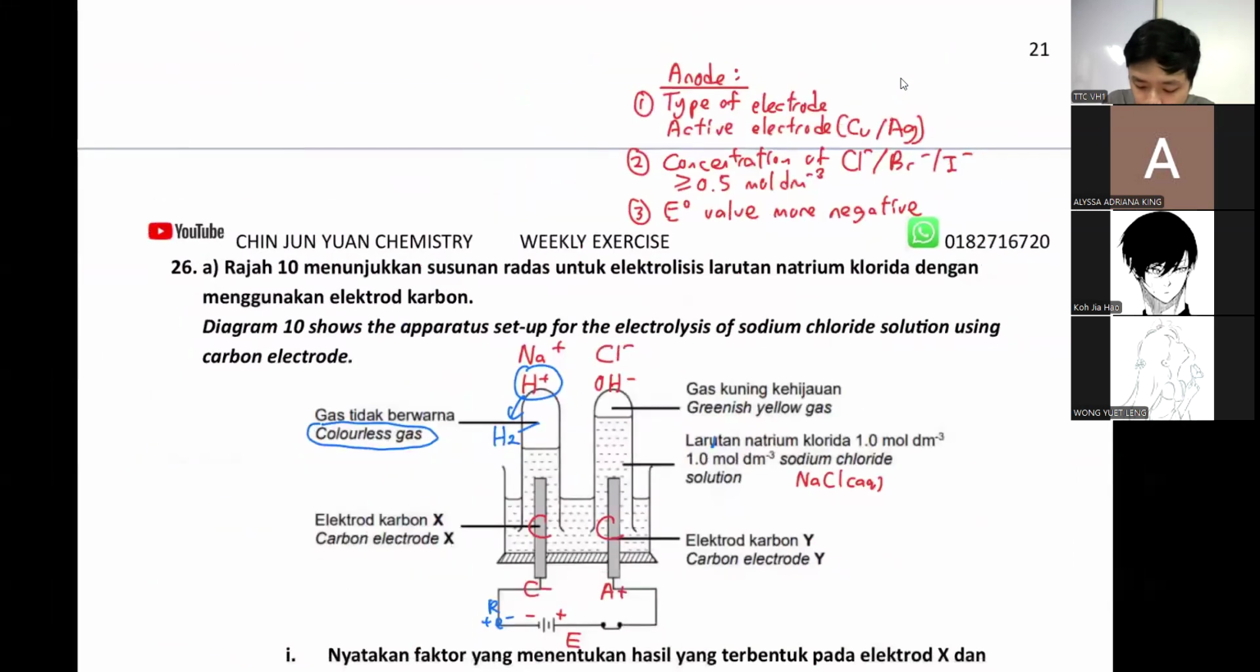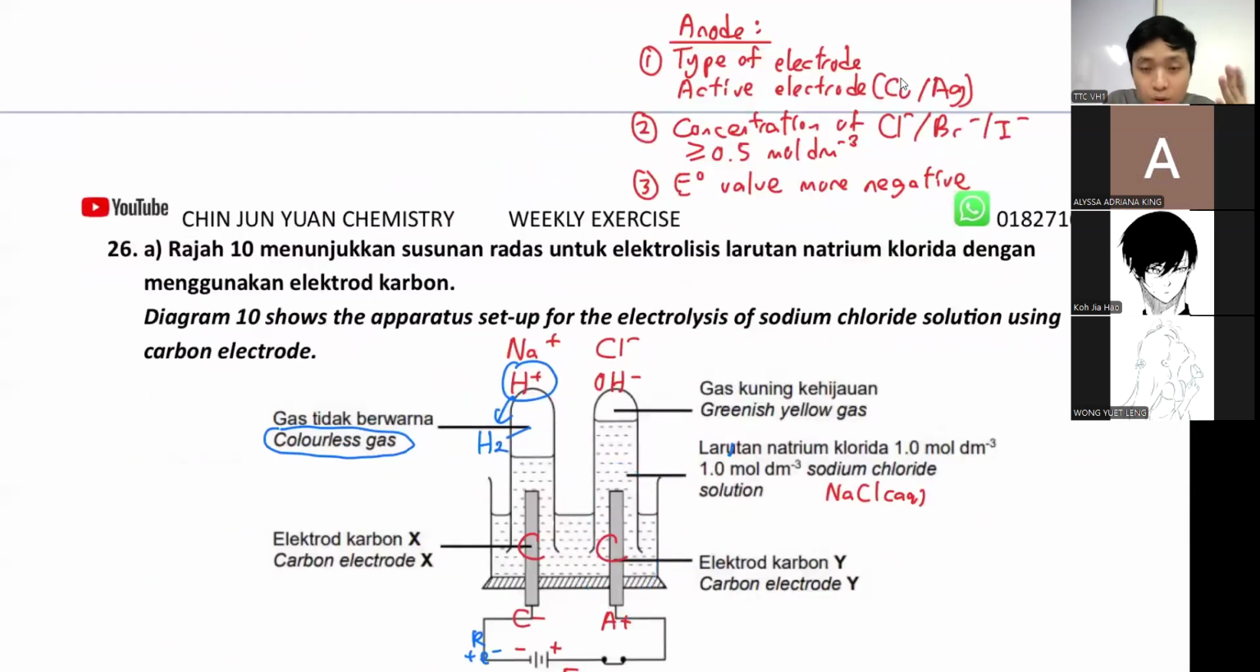Do you have active electrode? No. Okay, do you have copper and silver? No. Okay, so you can use the first one. Second one, do you have Cl-, Br-, I-? Yes, you have Cl-. Is it more than 0.5? Yes. The concentration is more than 0.5.